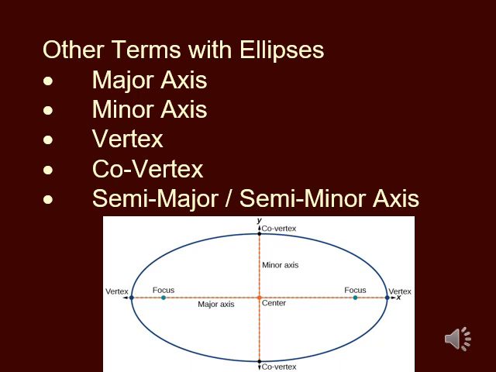Vertex means the ends of the major axis. Co-vertex means the ends of the minor axis. I will tell you honestly, those terms I'm not going to be asking you about. Major and minor, though, do come up.